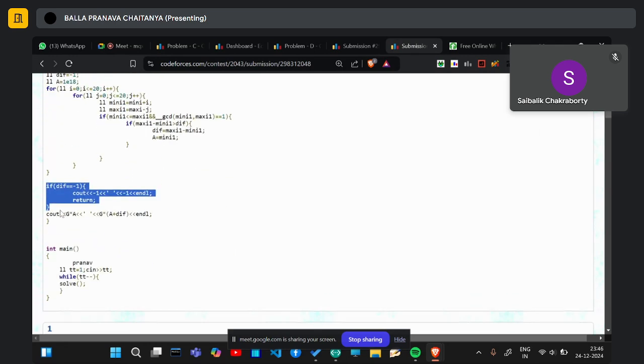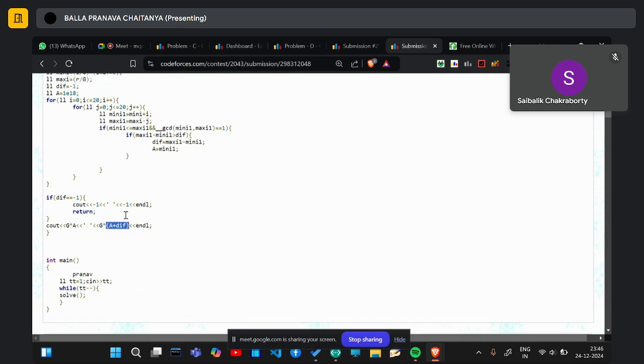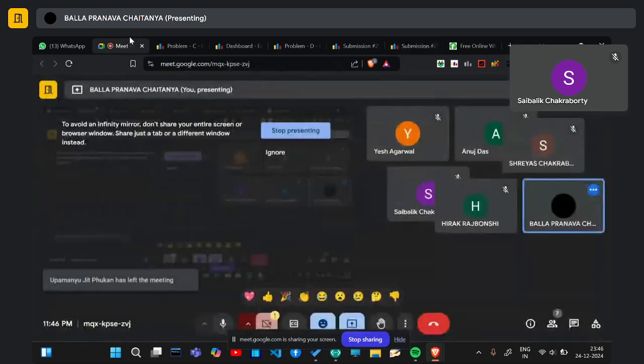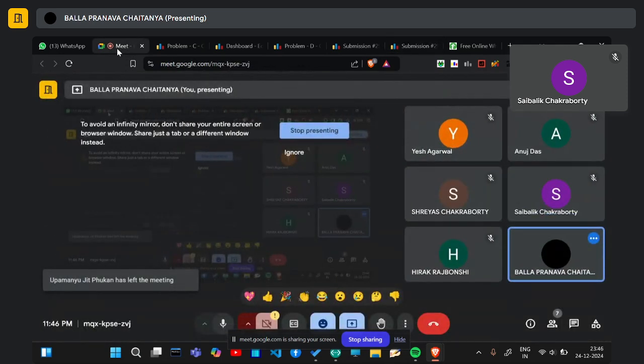And if the difference is there, it's going to be G times C, because we were just talking about the coefficients, right? This is the A1 and this is the B1. And we simply print the answer now. It's simple. Does anyone have any doubt?